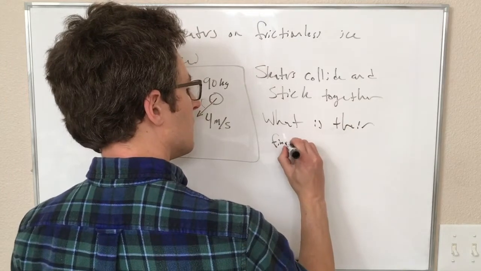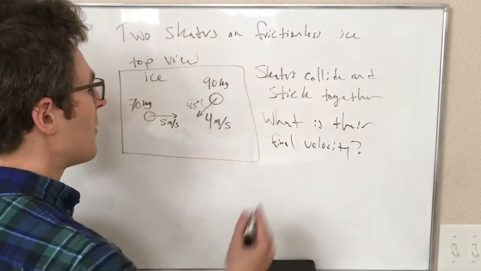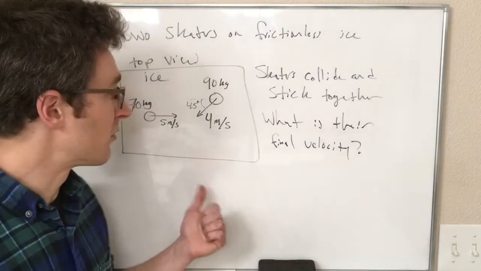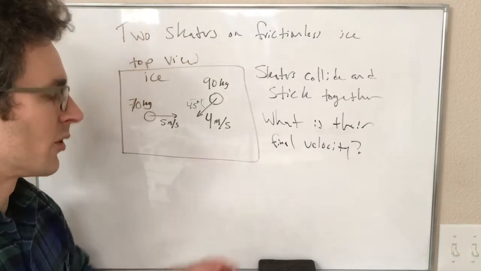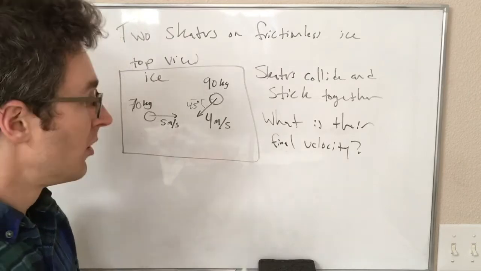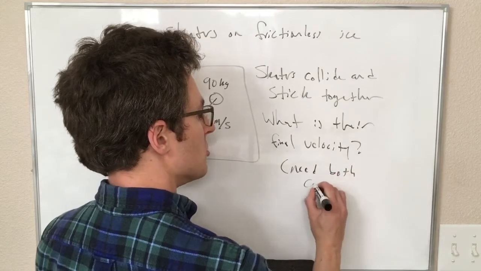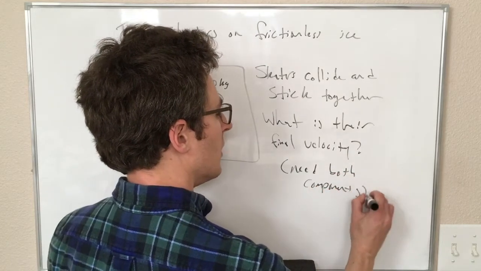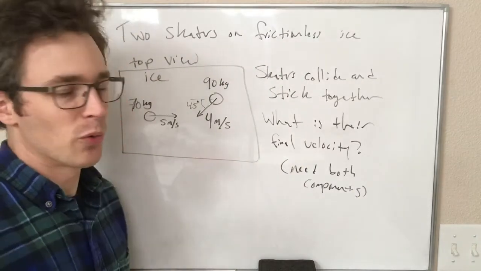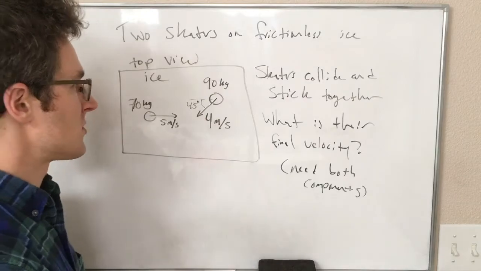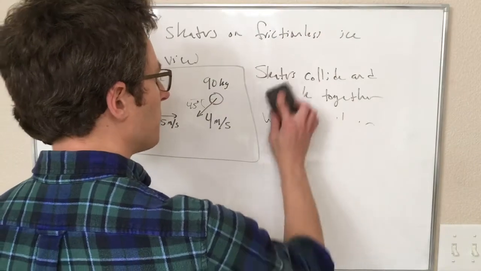What is their final velocity? And note, this is the final velocity of both of them. Since they will be stuck together, they will be moving at the same velocity. And we want to be able to give our answer in terms of components, right? So this velocity is going to have two components. We also could give this as a magnitude of the velocity and a direction. It turns out that's going to be slightly more work, so we're just going to worry about the components for this example. All right, let's go ahead and get started with this problem.